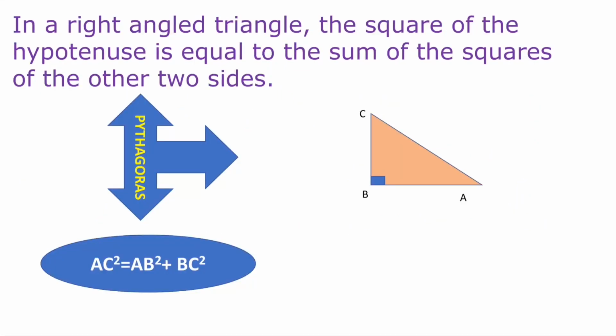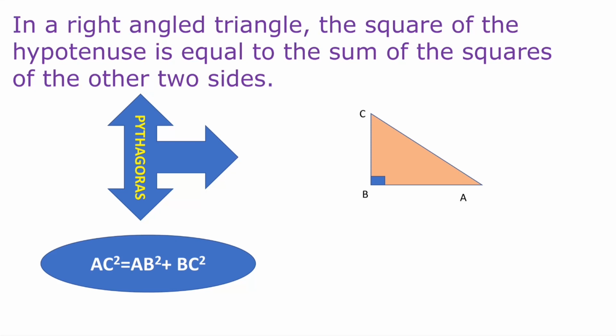Pythagoras theorem plays an important role in trigonometry. Let us discuss the statement of the Pythagoras theorem. In a right angle triangle, the square of the hypotenuse is equal to the sum of the squares of the other two sides. In this right angle triangle, the hypotenuse is AC and the other two sides are AB and BC. So we can write it as AC square, which is the hypotenuse, equals AB square plus BC square.